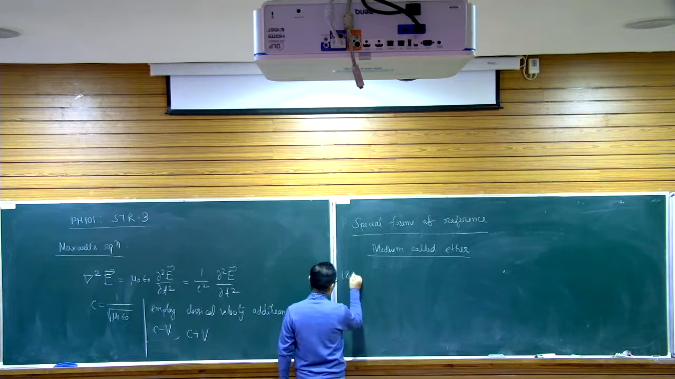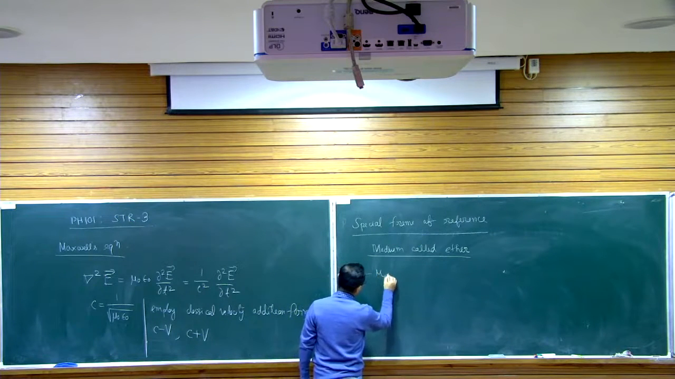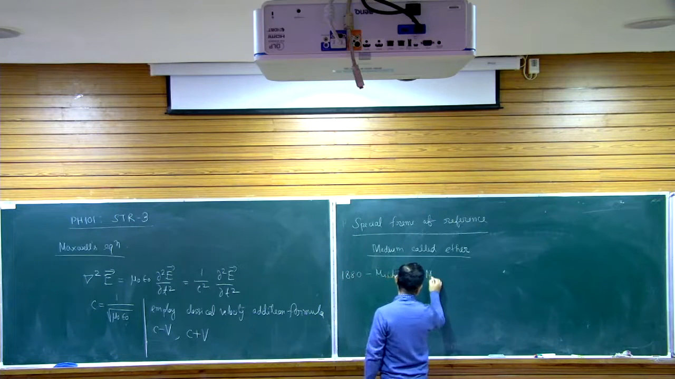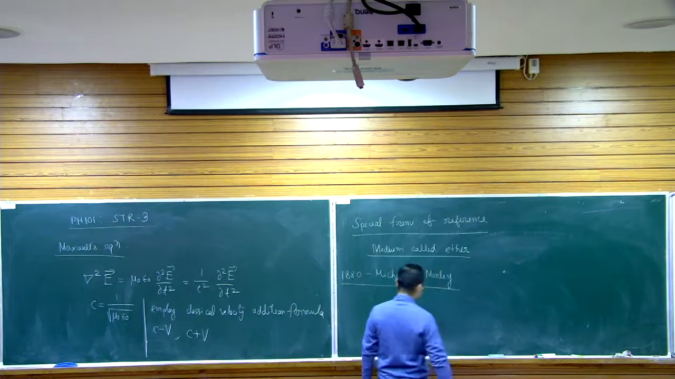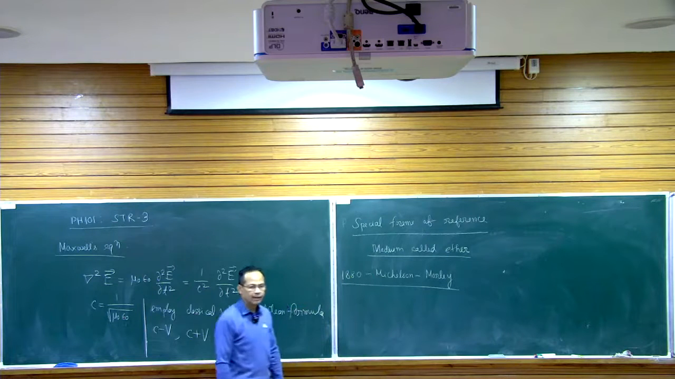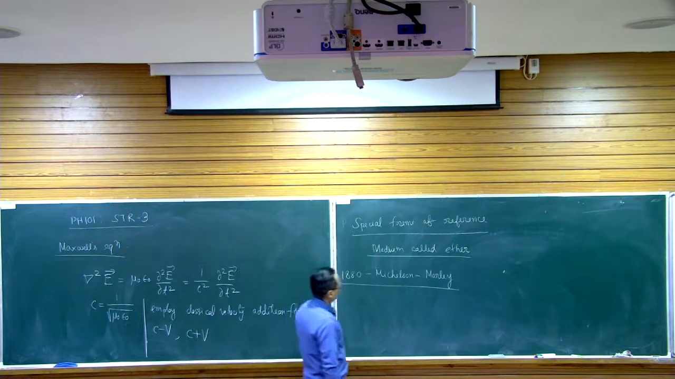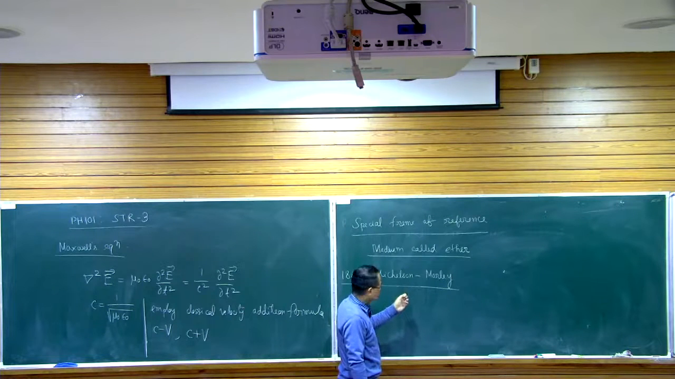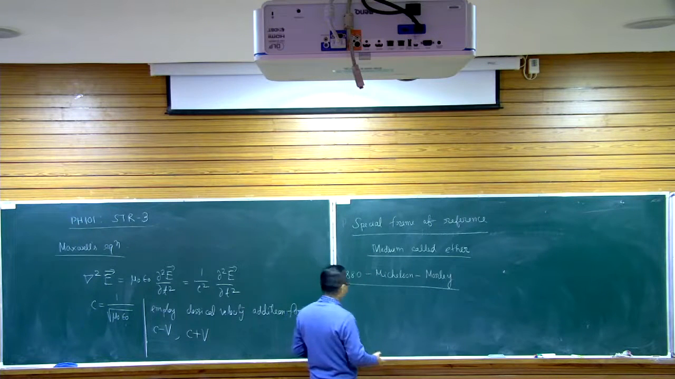And in 1880, Michelson and Morley, it was started by Michelson, later it was assisted by Morley. They performed an experiment in which they tried to validate the proposal that there is a spatial medium, there is a spatial frame of reference made of ether in which light travels with the velocity c, and in which medium only the Maxwell's equations will be valid.